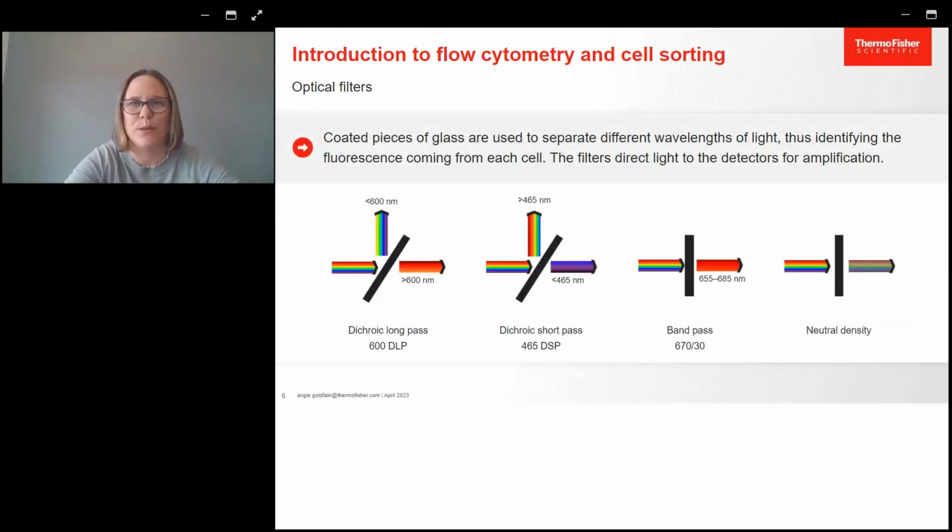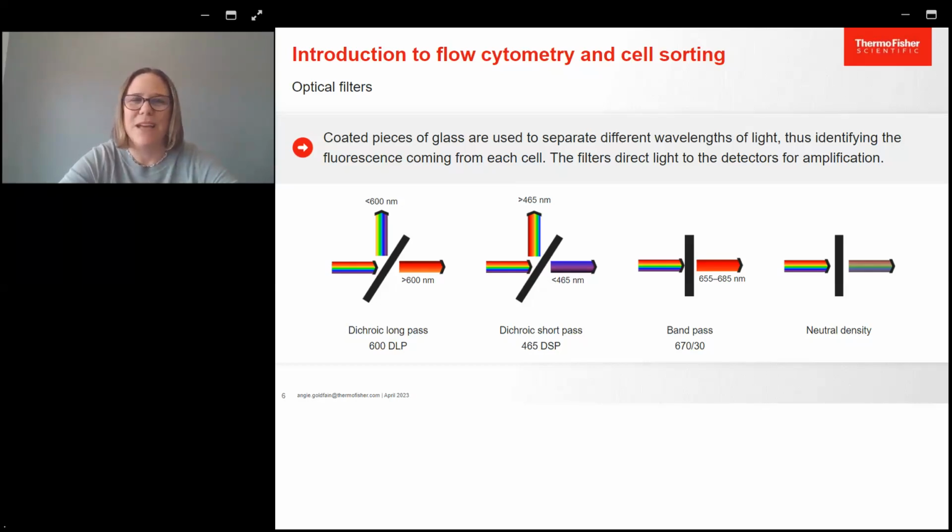So how do we separate that light? We use optical filters. Optical filters are just coated pieces of glass that can separate the light into the different wavelengths and steer it to the detectors. We have 4 main types of filters in flow cytometry. There are a few others, but these are the 4 you'll hear most.